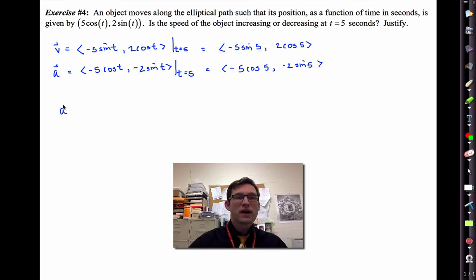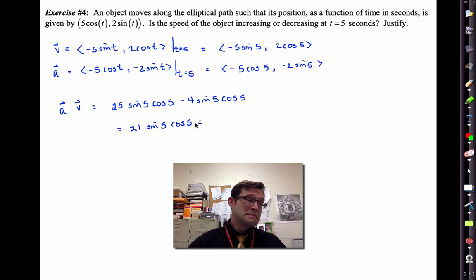We could work all those out in terms of messy decimals, but ultimately we just need to know what A dot V is. So we could kind of simplify it a little bit and get 25 times the sine of 5 cosine of 5 minus 4 times the sine of 5 cosine of 5. If we really wanted to take this to the extreme, we could say that that was 21 times the sine of 5 times the cosine of 5. And then eventually work it out. That is in its ugly decimal form, negative 5.17.